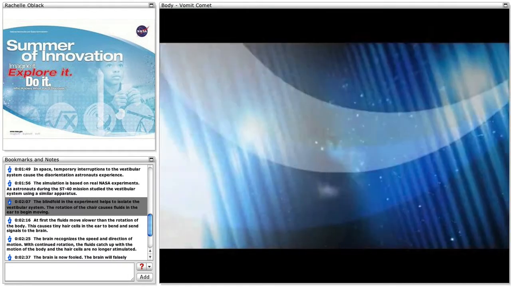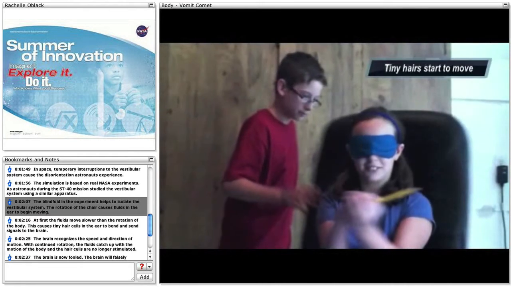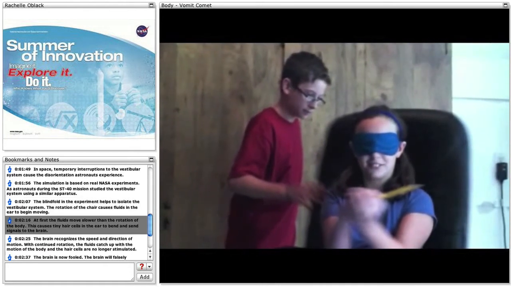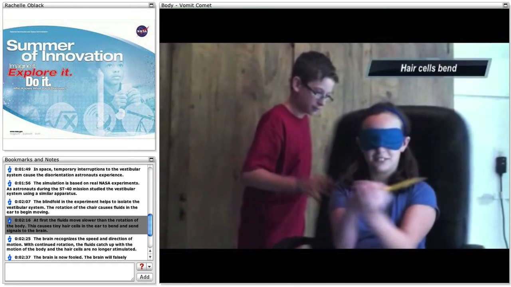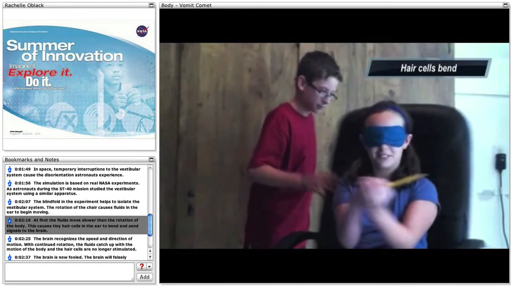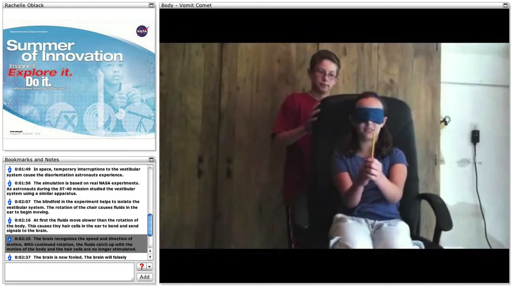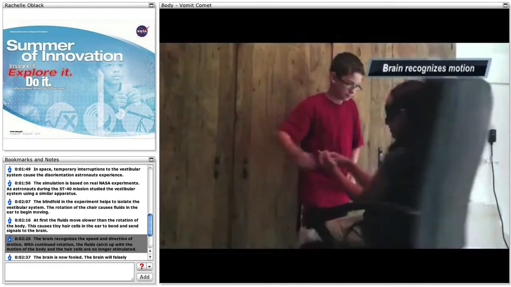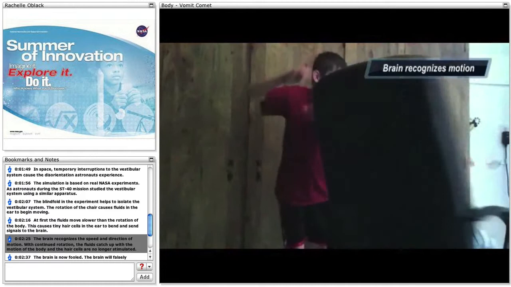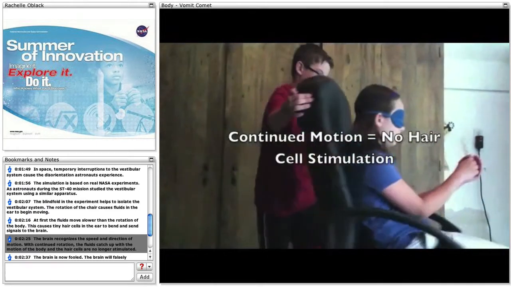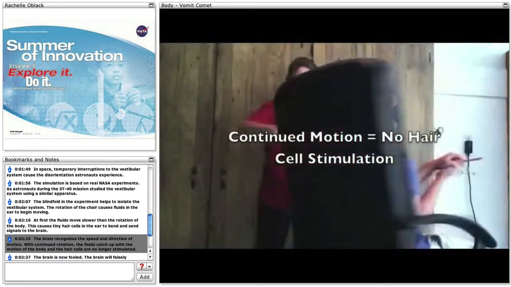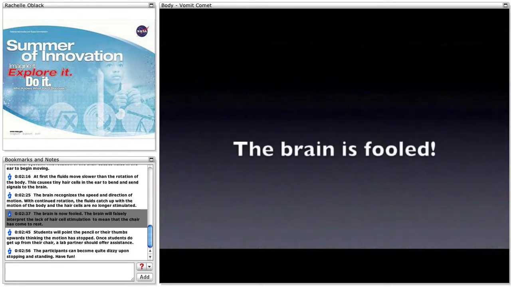The rotation of the chair causes fluids in the ear to begin moving. At first, the fluids move slower than the rotation of the body. This causes tiny hair cells in the ear to bend and send signals to the brain. The brain recognizes the speed and direction of motion. With continued rotation, the fluids catch up with the motion of the body and the hair cells are no longer stimulated. The brain is now fooled.